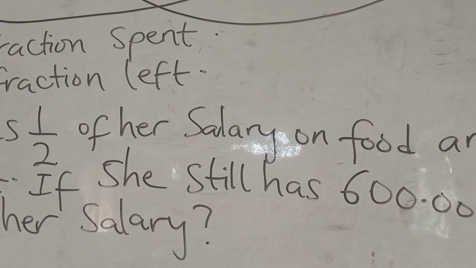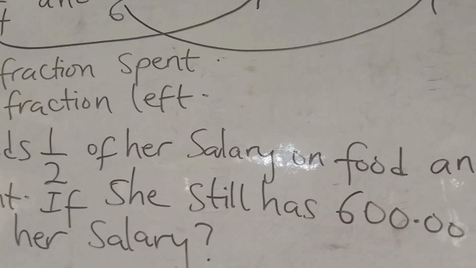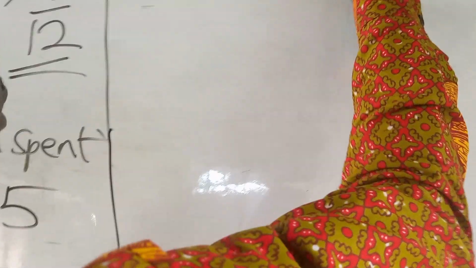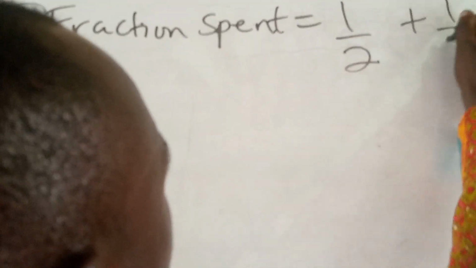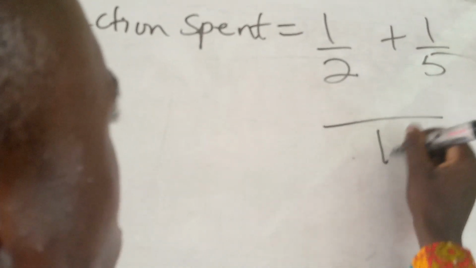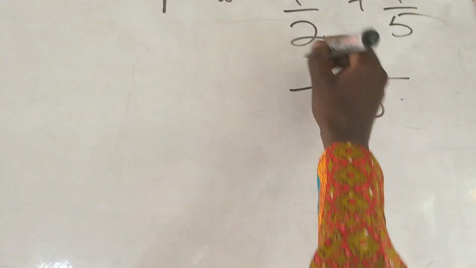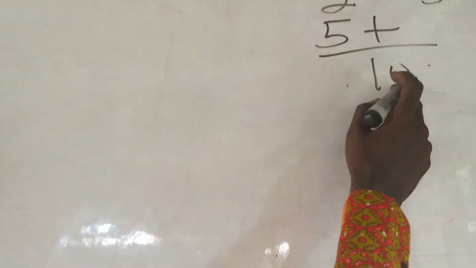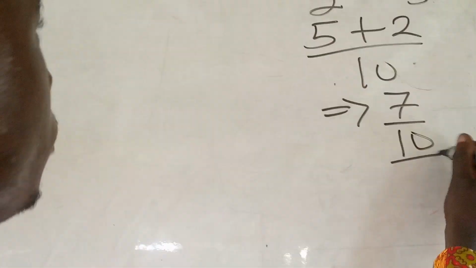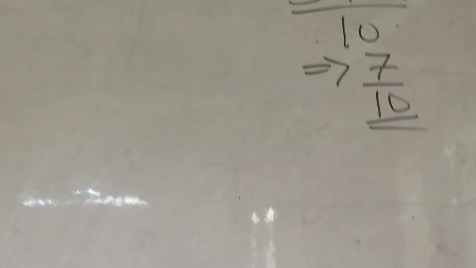To get our fraction spent, it becomes simple. You just add this half to 1/5. So question 3, fraction spent is equal to 1/2 plus 1/5. And we know our LCM to be 10. 2 goes into 10, 5. 5 times 1, 5. Plus 5 goes into 10, 2. 2 times 1, 2. So we have 7/10. That's our fraction spent, the total fraction spent on food and entertainment.